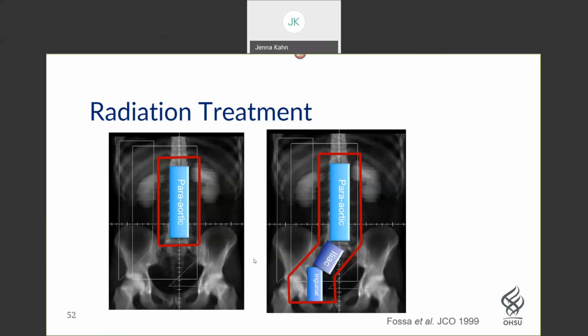When we talk about radiation, for some of the earlier stages, we would treat with just a periaortic field, which is what it looks like here. And then for stage 2A and above, we consider a dog-leg field where we include the iliac and inguinal nodes. That's what this looks like here.